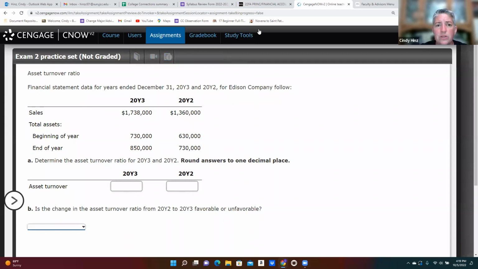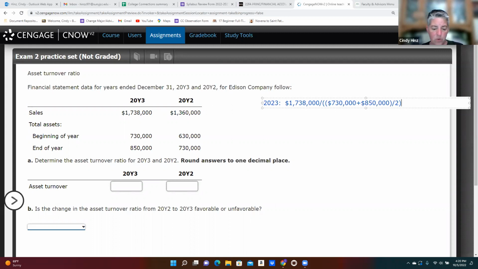So I'll write this on the screen just to make sure. I know I'm going pretty quickly, just to make sure this is clear. For 2023, we're going to take our sales of 1,738,000, and we're going to divide by the average of 730,000 plus 850,000 divided by 2. So you need to have both sets of parentheses there if you're plugging this into your calculator to make sure that the calculator follows standard order of operations. If you plug it in exactly the way I have written it on the screen, it should work for you.